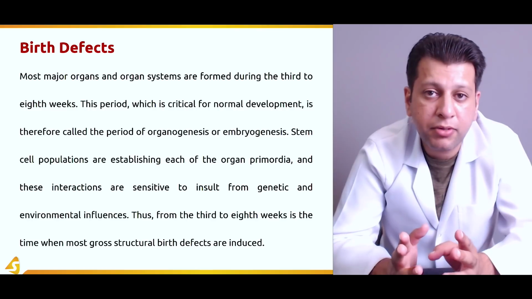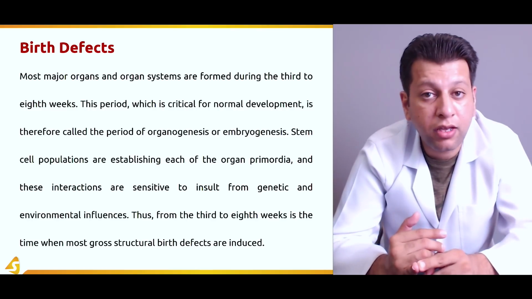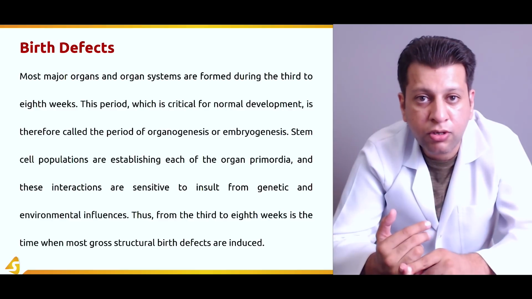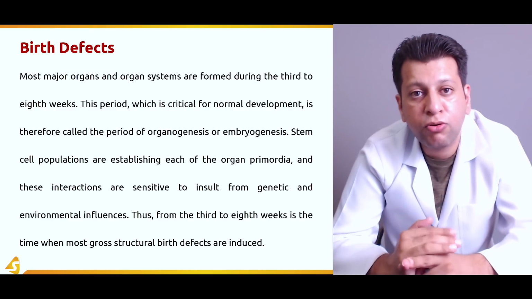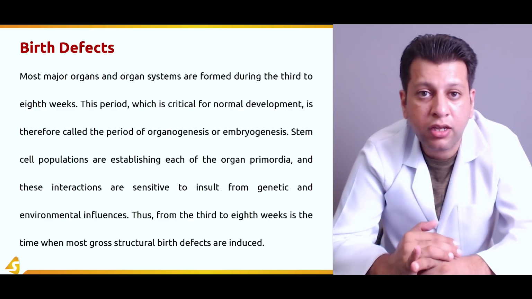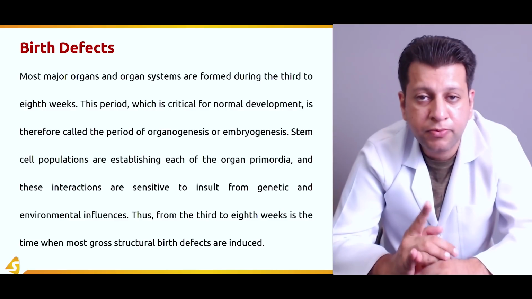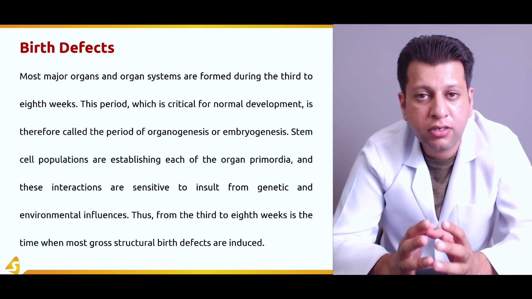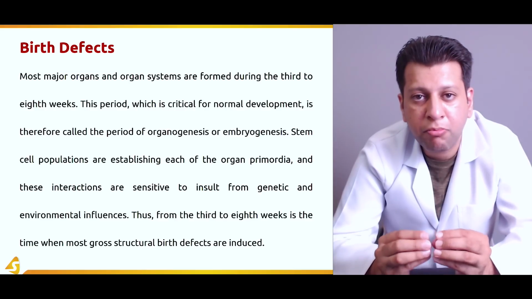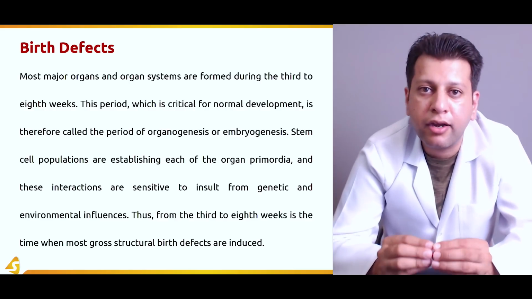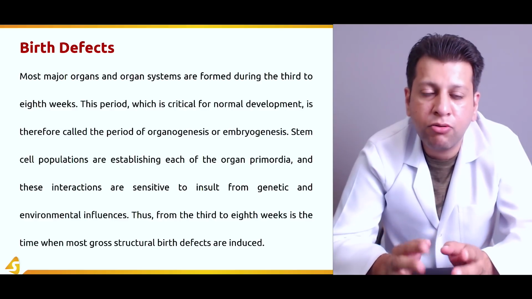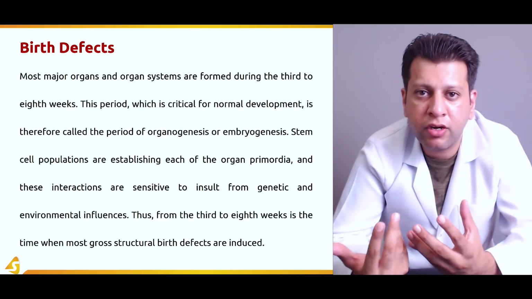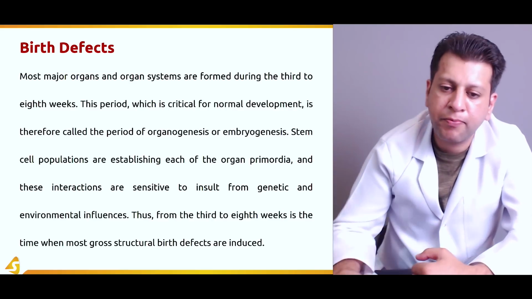So what actually happens is that if a female is habitual of smoking or alcohol, then alcohol and smoking at high levels of nicotine can lead to disastrous birth defects, especially because at this third to eighth week all the major organs are being formed, and an insult at this time can lead to a lifelong disability. The fetus may be born, but with different organ birth defects.